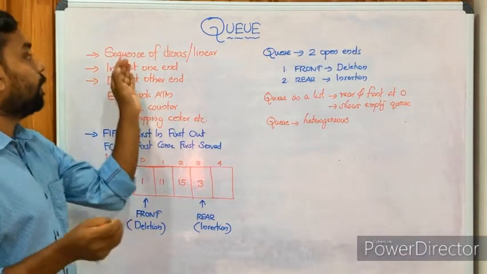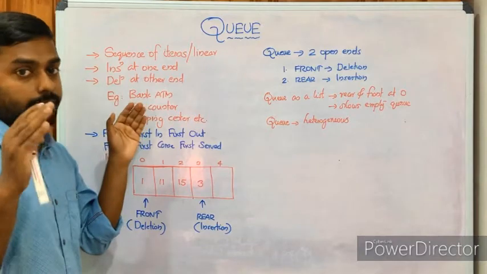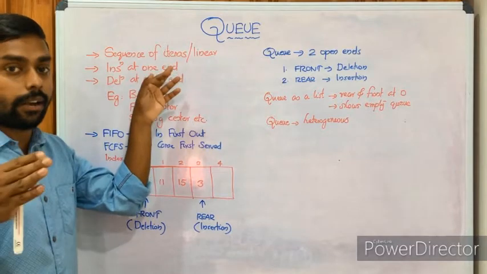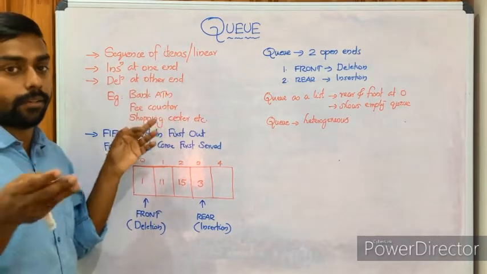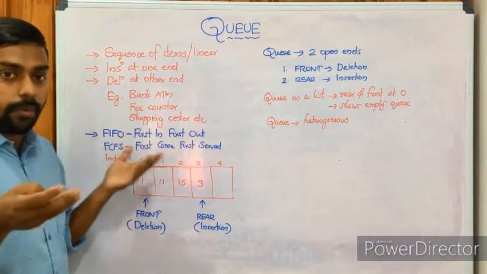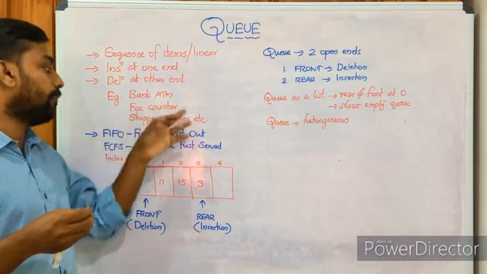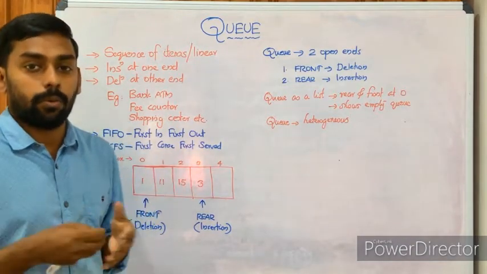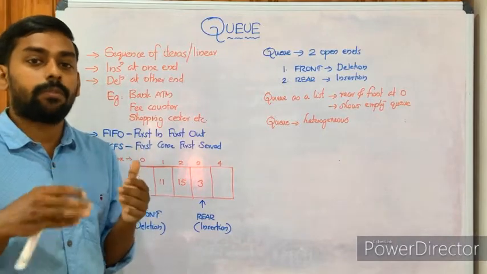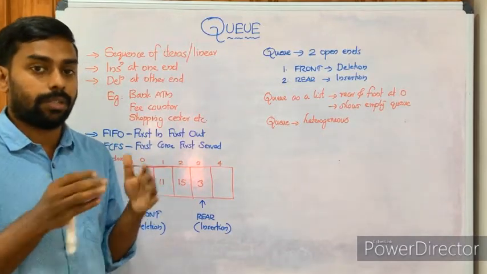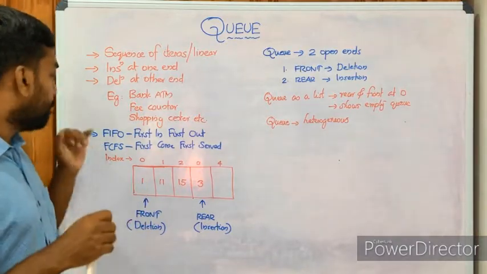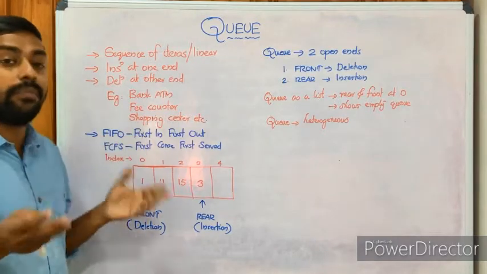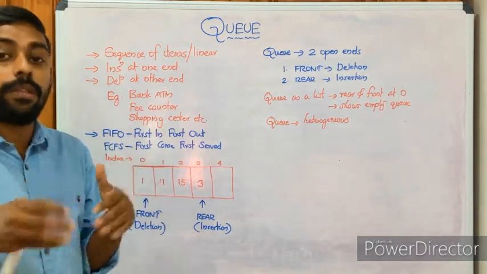So it's a sequence of items, a linear data structure like a stack. Insertion is performed at one end, called the rear end of the queue, and deletion at the other end, called the front end of the queue. Some real-time examples: bank, ATM, fee counter, shopping center. And in computer science, another example is the print queue, which performs many of its functions based on a queue, just like a stack. The processing order in queue is FIFO, first in first out, or first come first served. Those who come first will be served first, that's it.